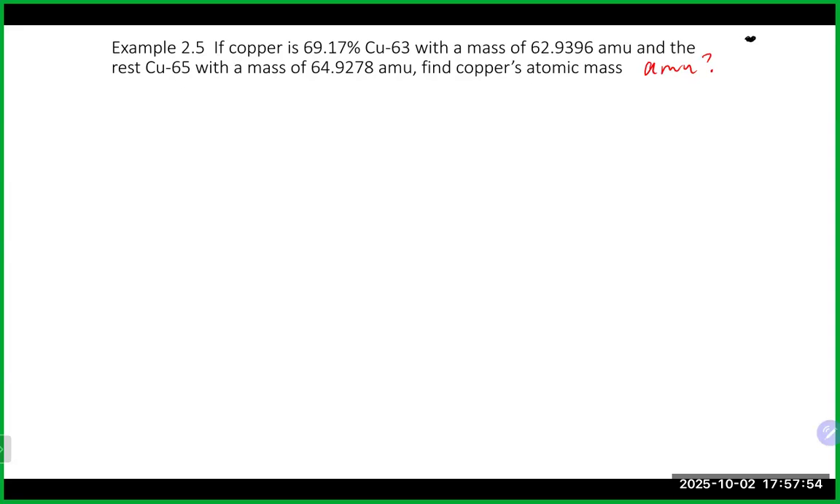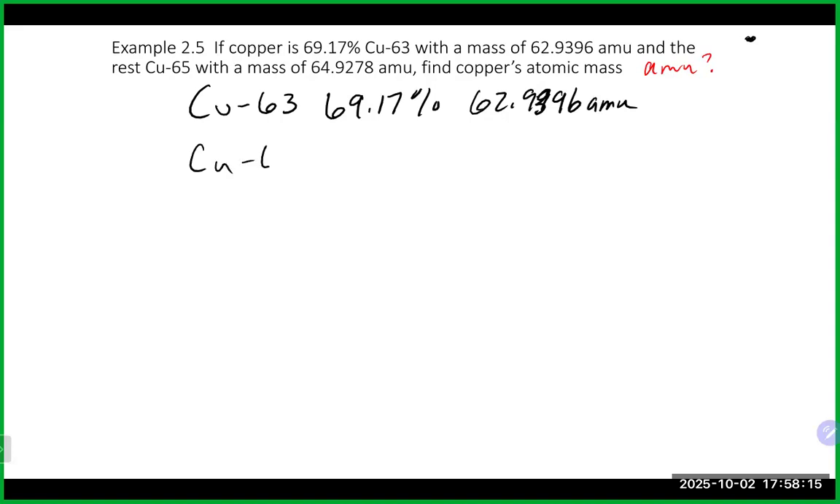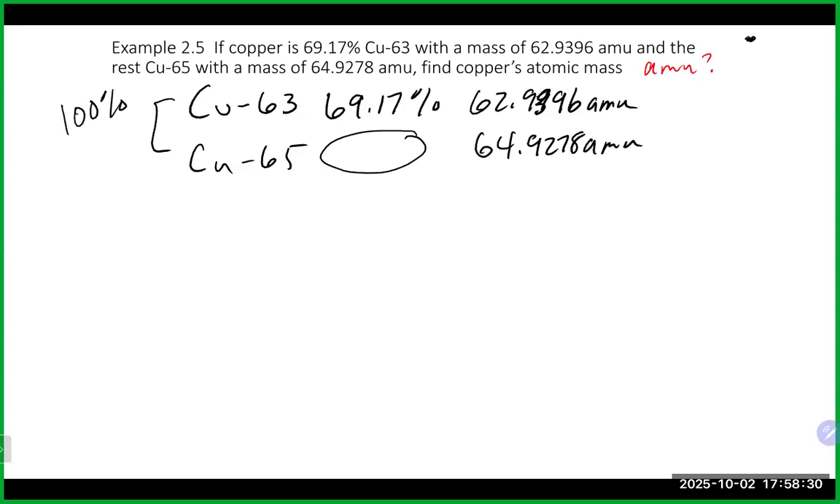Okay, so let's take a look. We got a couple isotopes. We got copper 63. It occurs about 69.17% of the time. It's got a mass of 62.9396 AMU. We also have a second isotope, copper 65, and it has a mass of 64.9278 AMU. Obviously here we do need the percentage, so since they say those were the only two, we should assume that when these are together, 100% of it should be there.